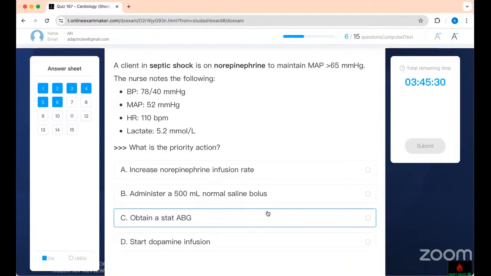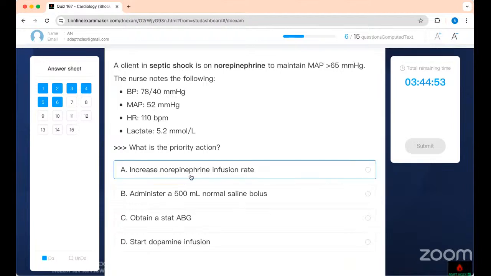He has given you what? MAP of greater than 65. That means your blood pressure should be fine. Your MAP, right? And then your heart rate should be fine. Your lactate should be fine, but they are not, right? We want to maintain the MAP greater than 65. That is the idea, right? Right now it's 52 and your blood pressure is still low. Your heart rate is still low and your lactate is still high. What do you want to do? We have not reached the stages that we are supposed to be. So think about what you're going to do.